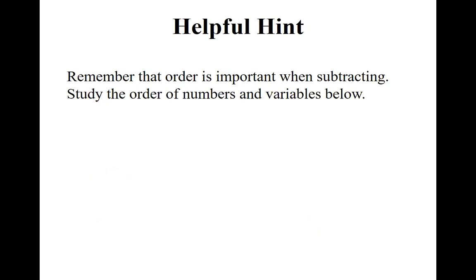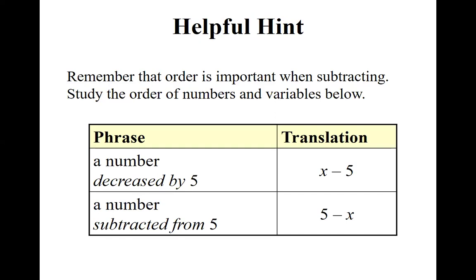So I can't drive this home enough. Please remember that order is important when subtracting and dividing. Study the order of numbers and variables below. A number decreased by 5 is starting with a number and decreasing it by 5, subtracting 5 from the number. On the other hand, a number subtracted from 5 means we're starting with 5 and we're subtracting x from that. And that is it for this topic.